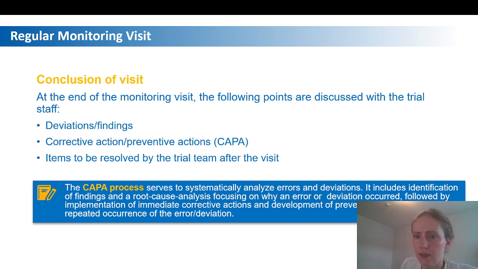Corrective and preventive actions, in short CAPA, are a whole process which is part of the quality management that the sponsor established for his or her trial. It serves to systematically analyze errors and deviations. Once findings are identified, it will be closely analyzed why they happened, and immediate actions will be taken to correct the error or deviations as far as possible. If the root cause analysis gives reason for this, preventive actions will additionally be developed to avoid that this error will be made in future.